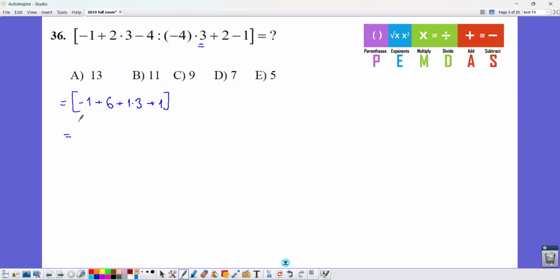Then I have -1 plus 6 will be 5, plus 1 times 3 is 3, plus 1. So as you see, result is 8 plus 1, 9, which is C.